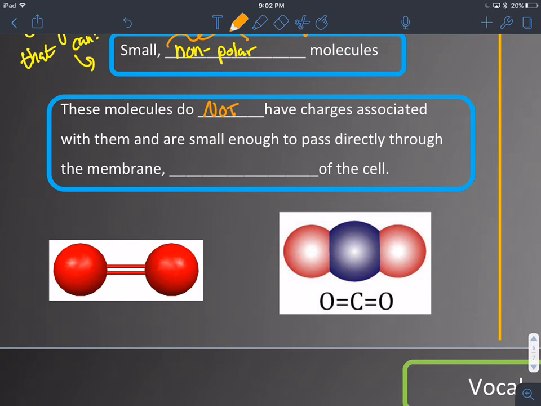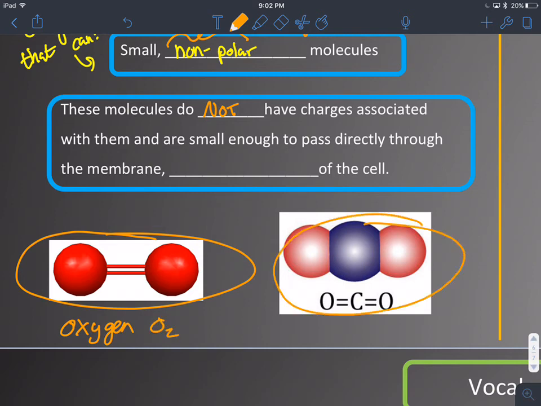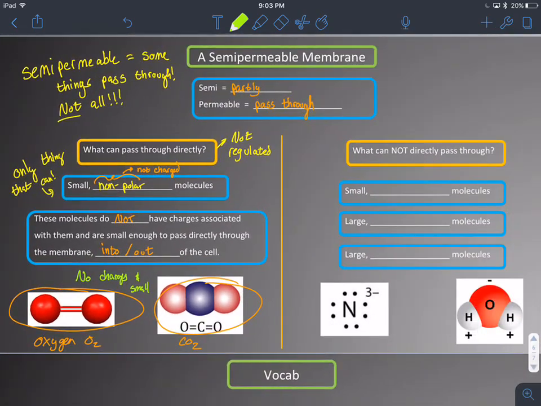And if you notice, we have examples here. Right here is oxygen, which is O2. And right here we have carbon dioxide, which is CO2. You don't see any charges associated with them, and they're also very small. So these can go directly into and out of the cell, no problem.